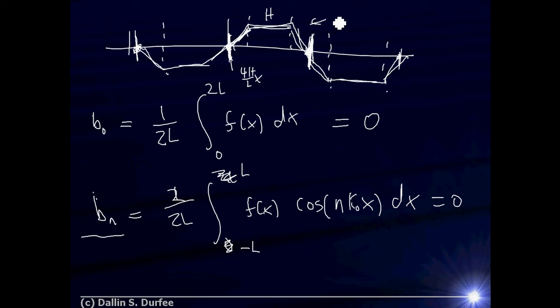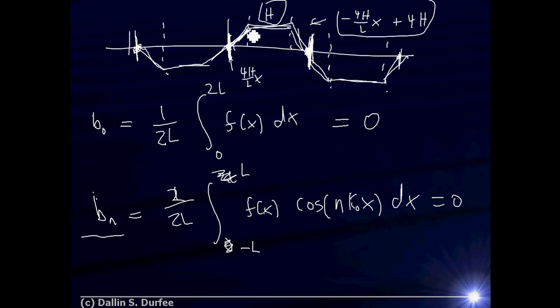Over here, it's got the negative slope, so it's going to be negative 4h over L times x, but then I need to add in an offset, so that it goes to 0 when x is equal to L. If I plug in x equals L here, I get minus 4h. So I better add 4h, so that when I plug in x equals L, it goes to 0. So that's what the function looks like here.